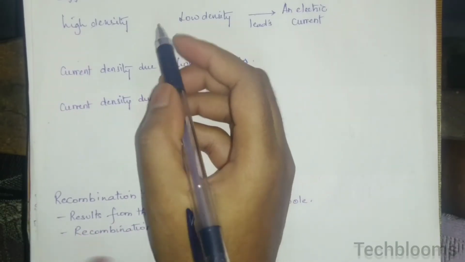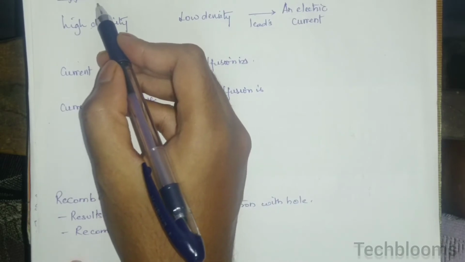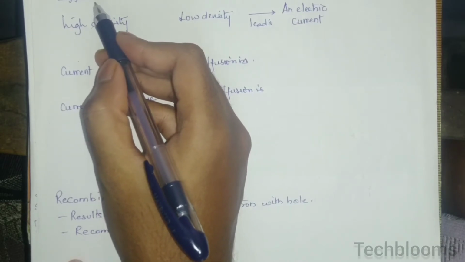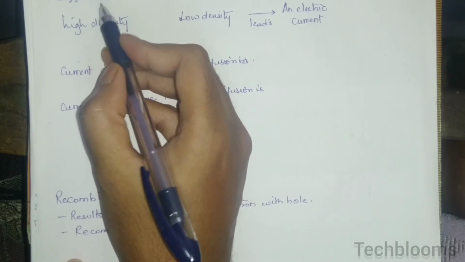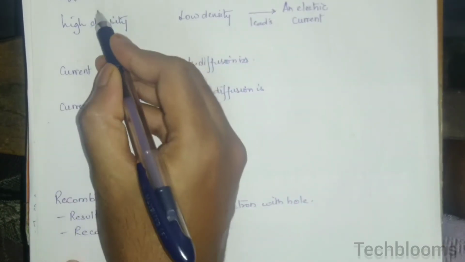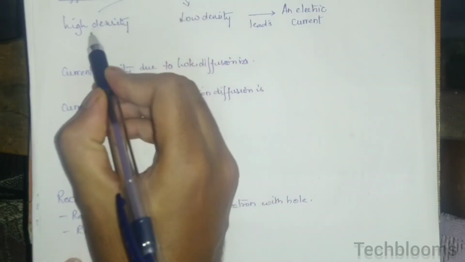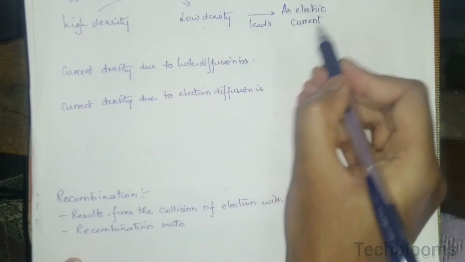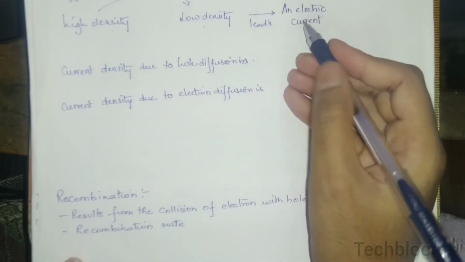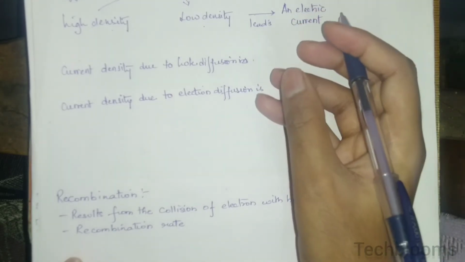Next we'll look at diffusion. This is the second phenomenon that comes into consideration for flow in a semiconductor. What is diffusion? Basically diffusion is a gradual flow of charge from a region of high density to a region of low density. This leads to an electric current without the benefit of an electric field.